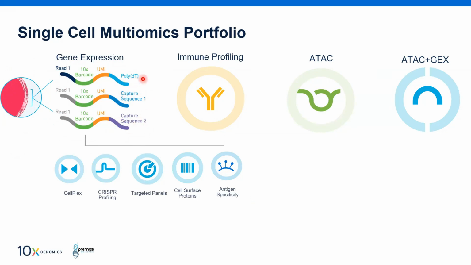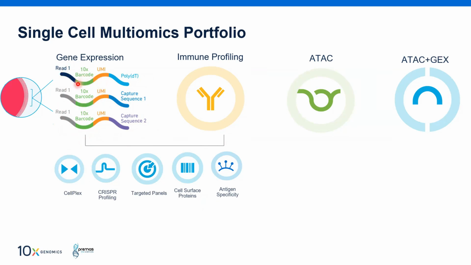Poly dT is definitely going to capture the mRNA. Capture sequence one and two, sorry, are going to capture the CRISPR data or the cell surface data of the same cell. And the UMI, I already explained, is going to do the counting. The 10x barcode is going to help you demultiplex the data at the individual cell level. From which cell that data or that molecule is captured, we come to know. And read one will be part of the Illumina primers.